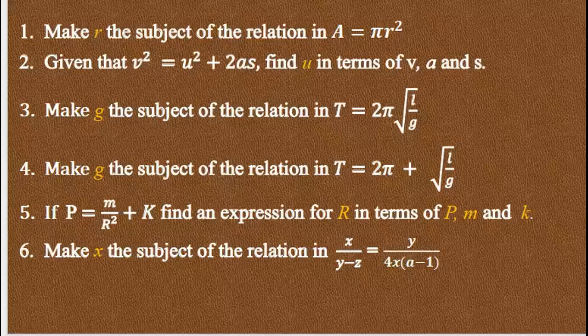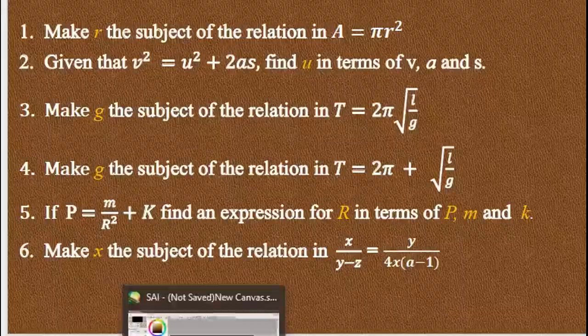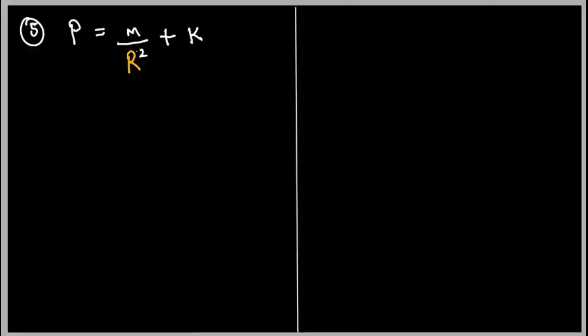So let's look at the fifth question. If P equals n over r squared plus k, find an expression for r in terms of P, n, and k. So in short, we are asked to make r the subject of the formula. So how can we make r the subject here? As you can see, r is under a fraction, so we must clear the fraction. How? Let's put P over 1, and also k over 1.